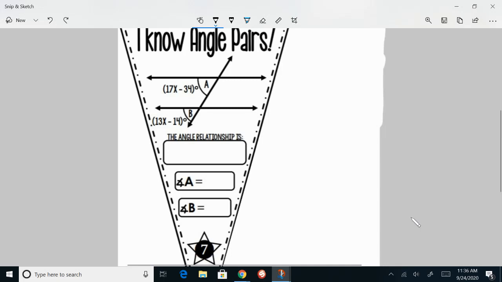Hey guys, so we've been talking about parallel lines cut by a transversal, and this is the work that you're going to be doing today. So I'm going to go ahead and model what this should look like.